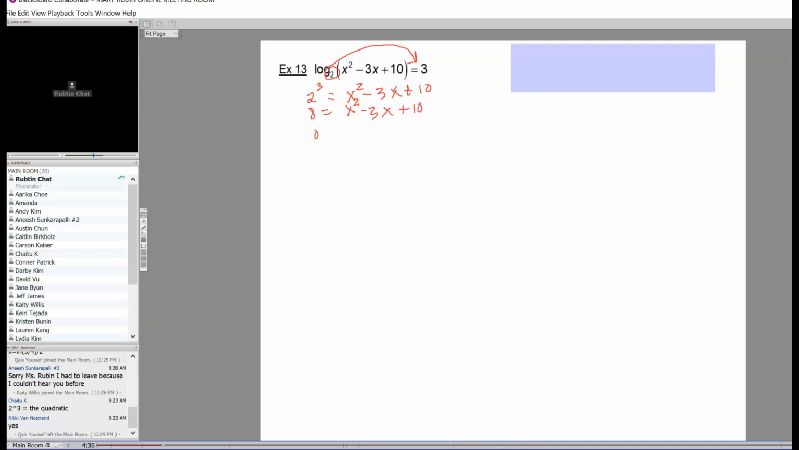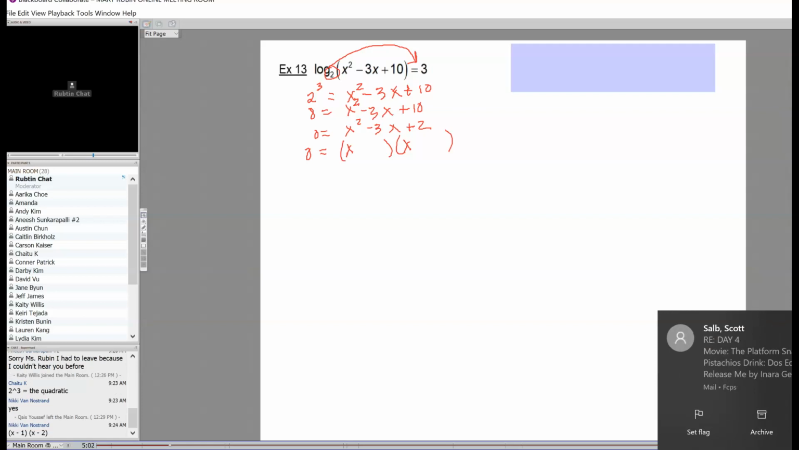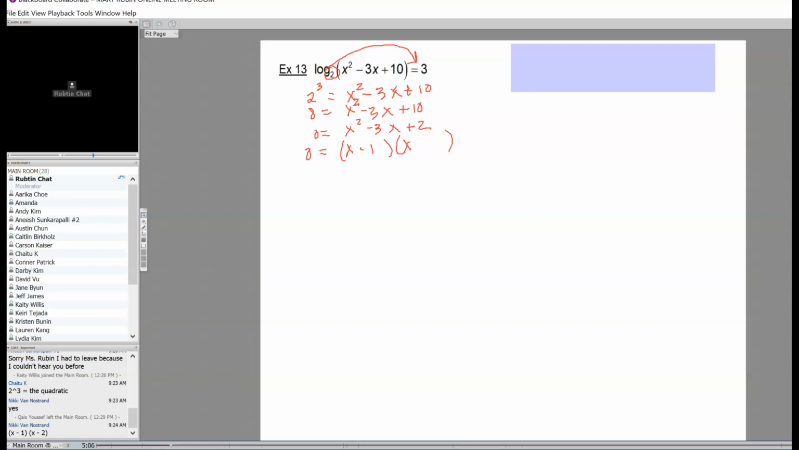If I subtract 8 from both sides, you're going to get x squared minus 3x plus 2. And then I factor. You guys are factor kings and factor queens. So how does this factor? I know you got an x and an x. How am I going to get the minus 3? Very nice. So it's going to be x minus 1 and x minus 2. Set each of those guys equal to 0.